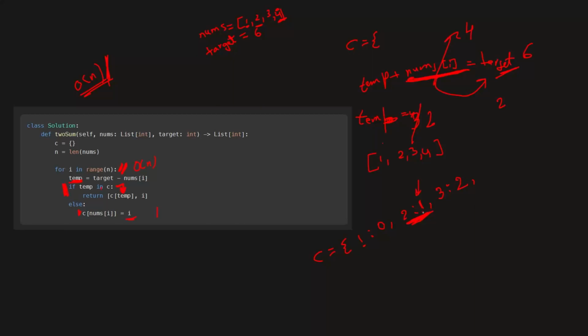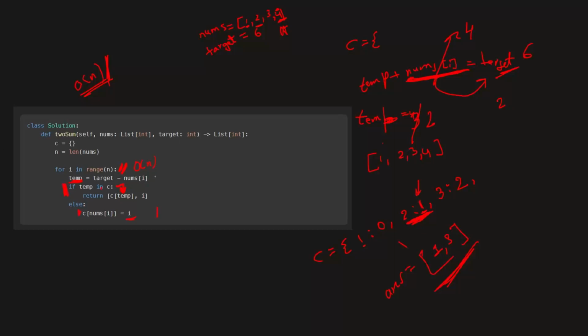C of 2 will be its index, which is 1, and i, that means the current index that we are at, which is 3. So this will be returned as our answer. This is the solution where we are using a dictionary to keep track of all the elements that have occurred in our list along with their indices.